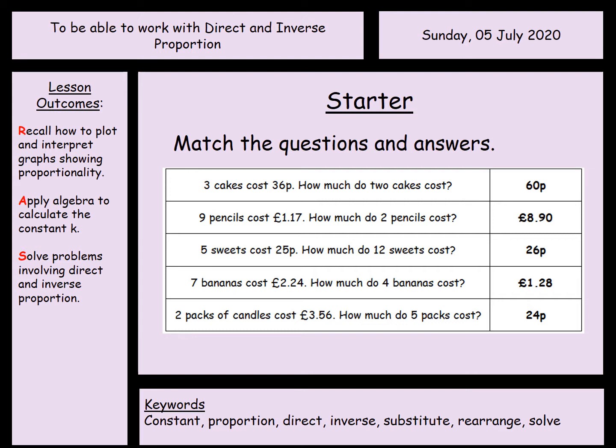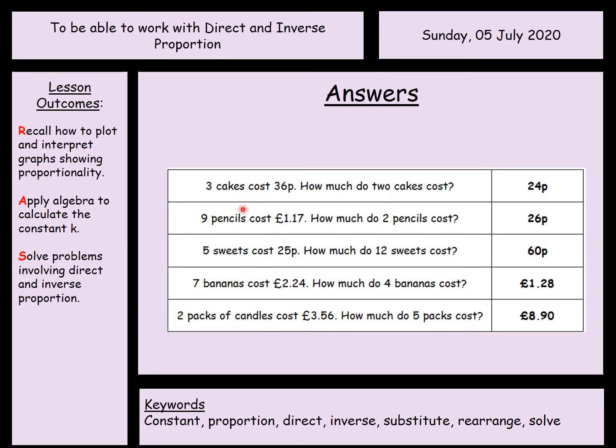This is all about direct proportion. So 3 cakes cost 36p, how much do 2 cakes cost, etc, etc. So at this point, just pause the video, give it a go, see how you get on. Okay, and solutions are like this. So the idea with these is you find the price of 1 cake and then scale it up. Find the price of 1 pencil and scale it up, and so on. So hopefully you did well on this one.